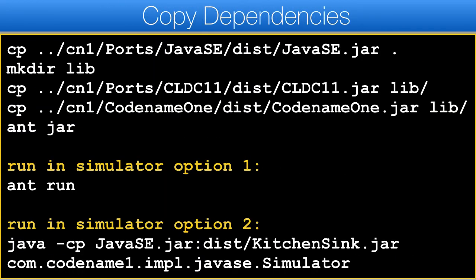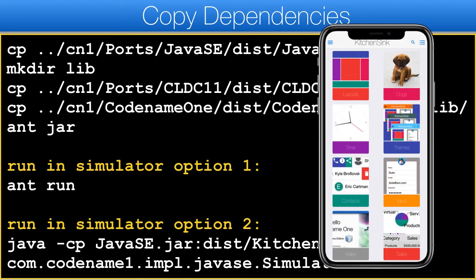Finally, in order to compile the project, we need to copy the following files into the kitchen sink directory and run ant. After this is done, you can now run the project in the simulator using either ant or the manual Java command. You will notice we are running the simulator class, not the main class, which in the case of the kitchen sink project is called com.codename1.demos.kitchen.kitchensink. The simulator loads the class dynamically and handles the device skin. That class and package are defined in the codename1 settings.properties file.